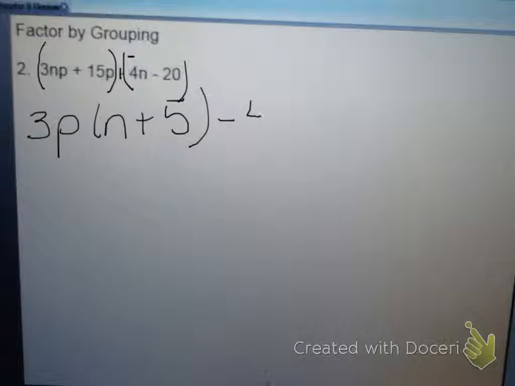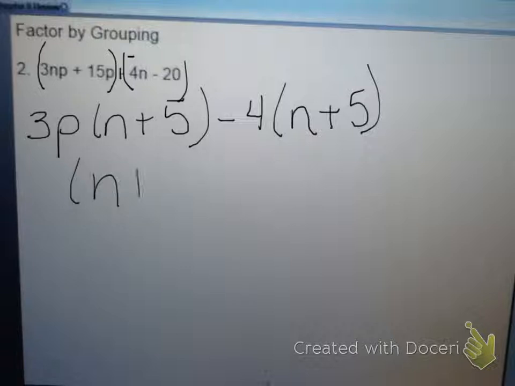So I'm going to factor out a negative 4. And when you factor out a negative, it changes the sign. So I get n plus 5. And then what's left over is 3p minus 4.